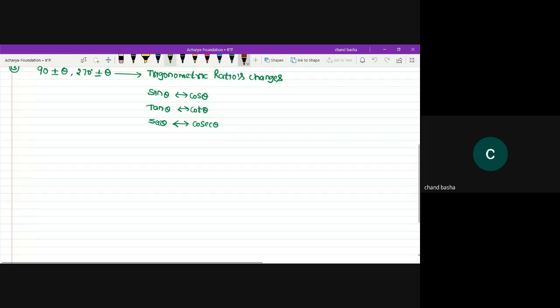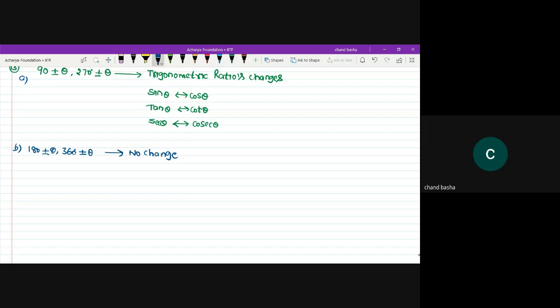Next point. Whenever I'm using A point and B point, suppose I'm using 180 either plus theta or minus theta, or 360 either plus theta or minus theta, there is no change, because they lie on the x-axis. That is the axis where your initial line exists, so no change. That means sine theta will stay as it is, cos theta will stay as it is, tan, all 6 trigonometric ratios will stay as it is.